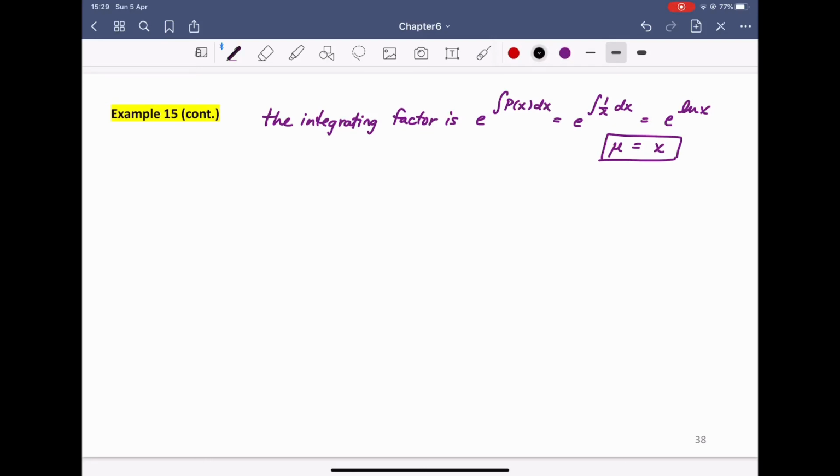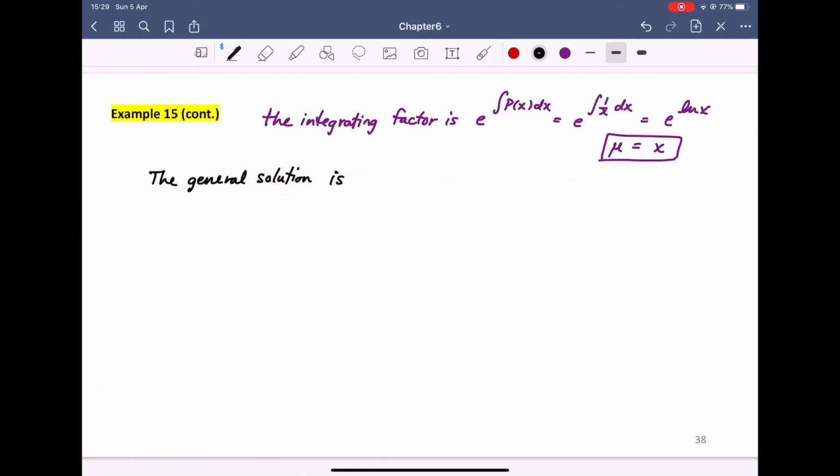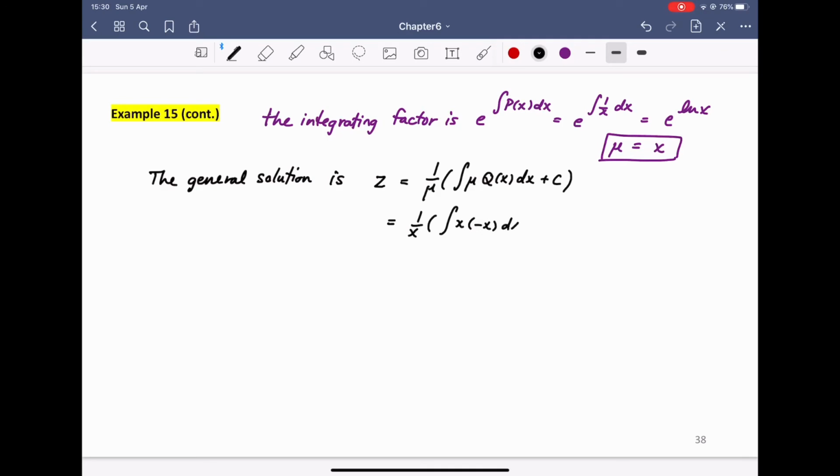And then after that, the general solution is, well, here now you have to use c instead of y because you have a linear differential equation in terms of c and x. So it's gonna be c equal to 1 over mu times the integral of mu q(x) dx plus c, and this thing is 1 over x integral of x, our q(x) here is negative x, dx plus c. Alright, and that is 1 over x integral of negative x squared dx plus c, and that is 1 over x times negative x cubed over 3, and then plus c.